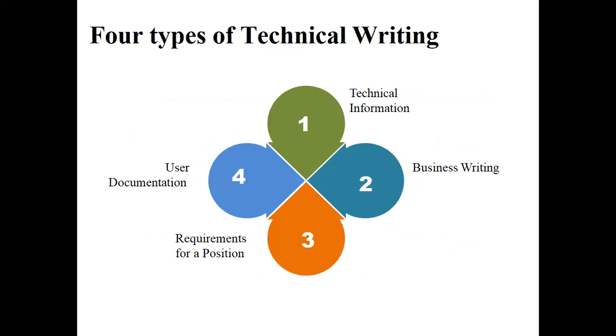So there are four basic types of technical writing. First one, technical information, business writing, user documentation, requirements for a position. So it also depends on the need of your writing, what you are going to draft, and you have to draft accordingly. So that was the basics we discussed about technical writing, and what the theme of technical writing is, why we have to write technically, and what points we should follow for technical writing.